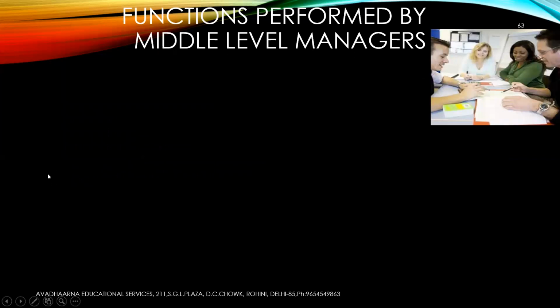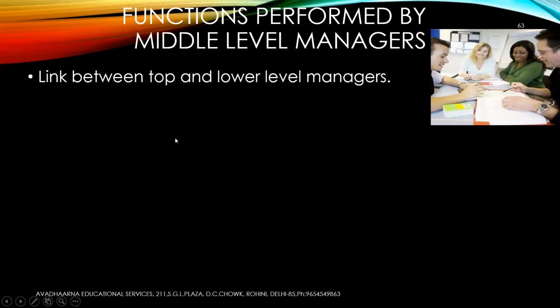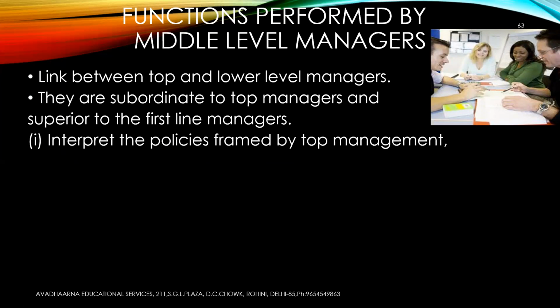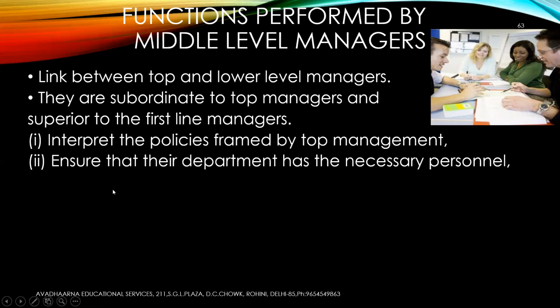Now let's come to the next functions performed by middle level managers. See, middle level managers, they are the link between top and lower level managers. They are subordinate to top managers and superior to the first line. First line means your lower level managers, that is your foremen and supervisors. They interpret the policies framed by the top management. They ensure that the department has the necessary personnel.